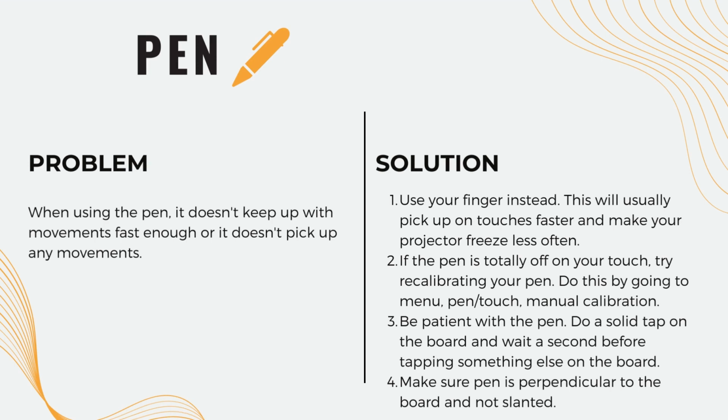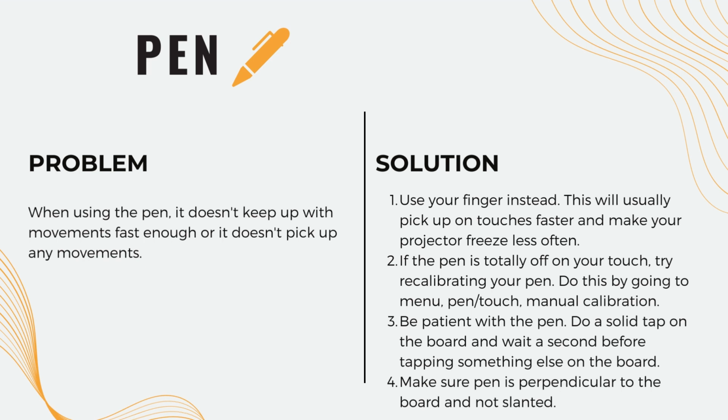The main problem with the pen that we found is that it doesn't keep up with movements fast enough, or it doesn't pick up any of those movements. I found a lot more success using your finger instead. It usually picks up on those touches faster and makes your projector freeze less often.